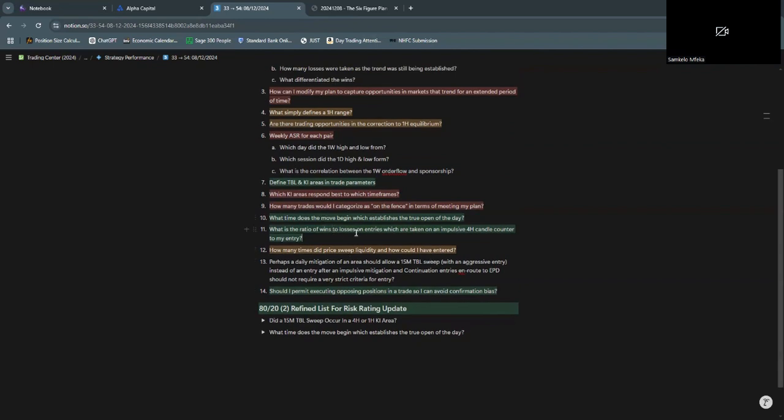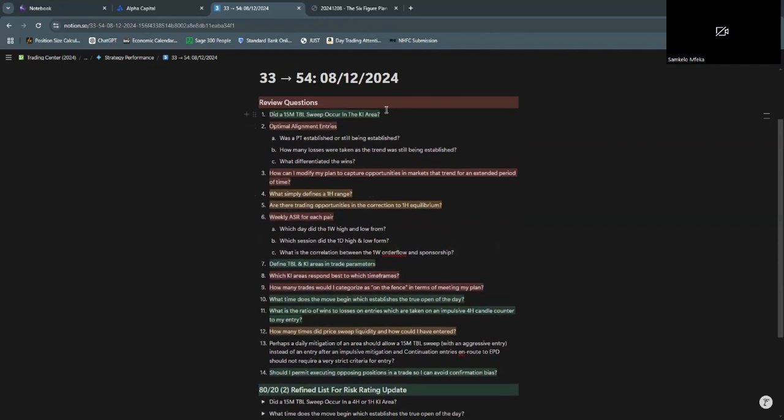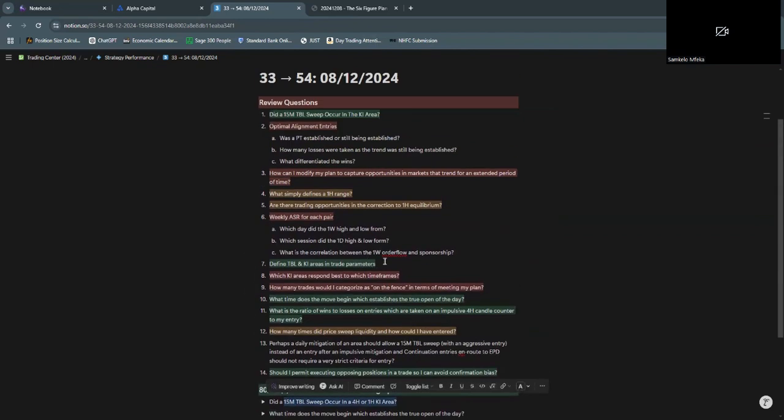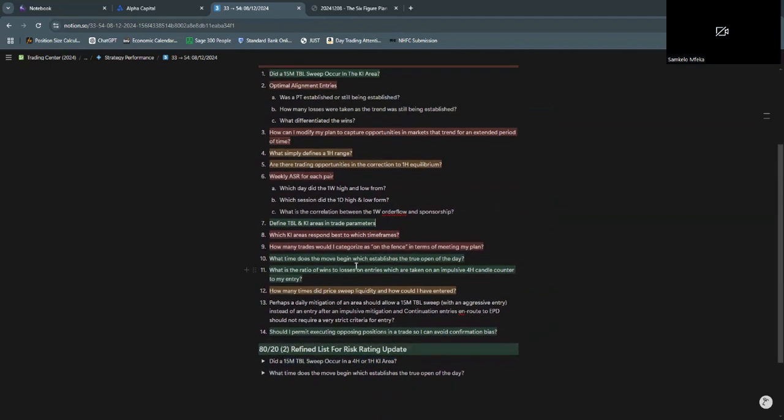And that effectively filtered out defining a time-based liquidity and key indicator area in my trade parameters, which, to be honest, could be incorporated into one, at least this one, which I then said, okay, I'll take that out. And then the second was, what is the ratio of wins to losses on entries which are taken on an impulsive 4 hour candle counter to my entry?